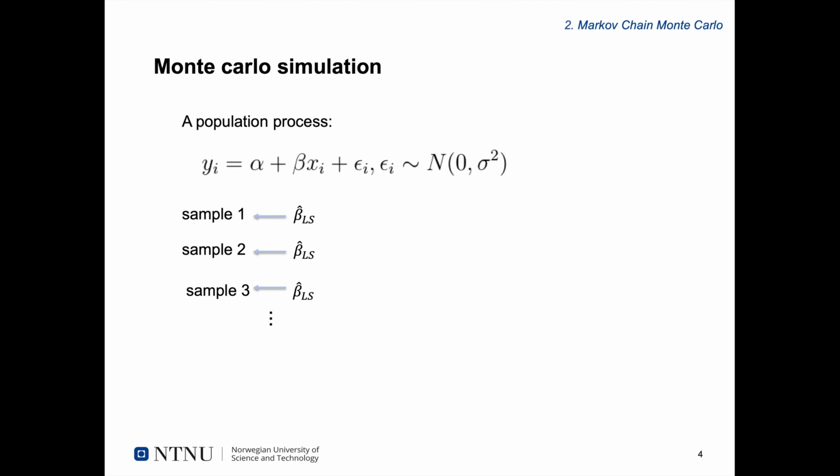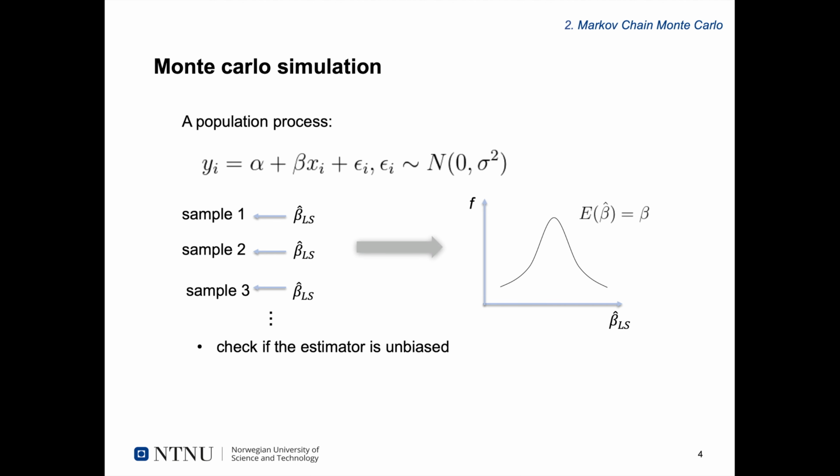Then we take another sample and repeat this a large number of times, n. We will get a range of different values of beta hat for the least squares estimation. Then, if we plot the frequency of each beta hat, we will get a distribution of these estimates. This sampling distribution should have certain desirable properties for a good estimator. So one of the things that we can check is whether the estimator is unbiased, by comparing the expectation of beta hat with the true value of beta.